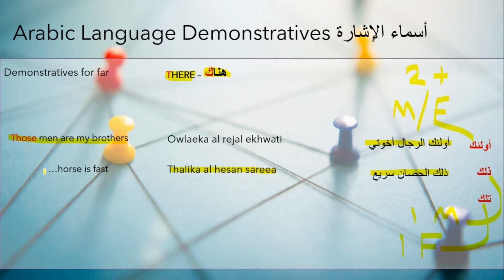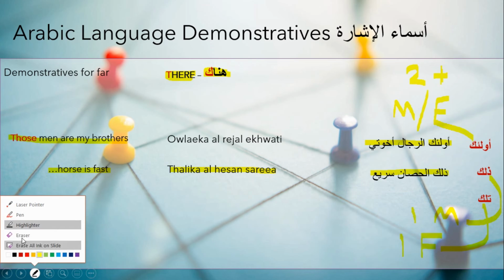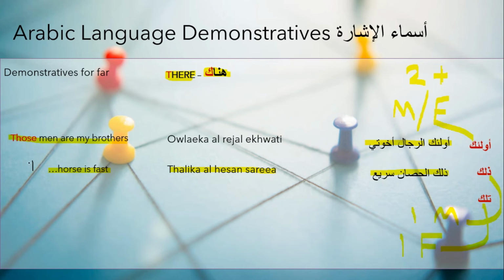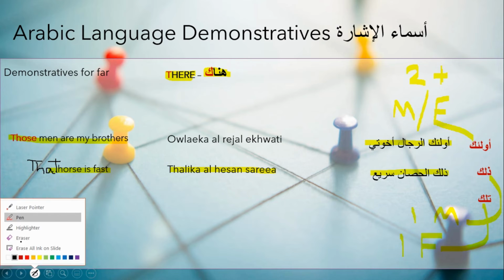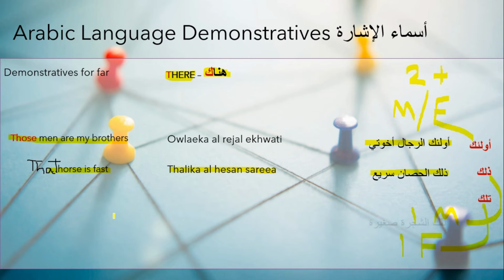ذلك الحصان سريع. As you can see here, الحصان here is not like a human. He's not a human. We cannot use "he" for example in the English language. However, in Arabic we use the same demonstrative that we are using for man or woman. We are using exactly the same, like أولئك and ذلك and تلك. Feminine and masculine is what makes the difference.